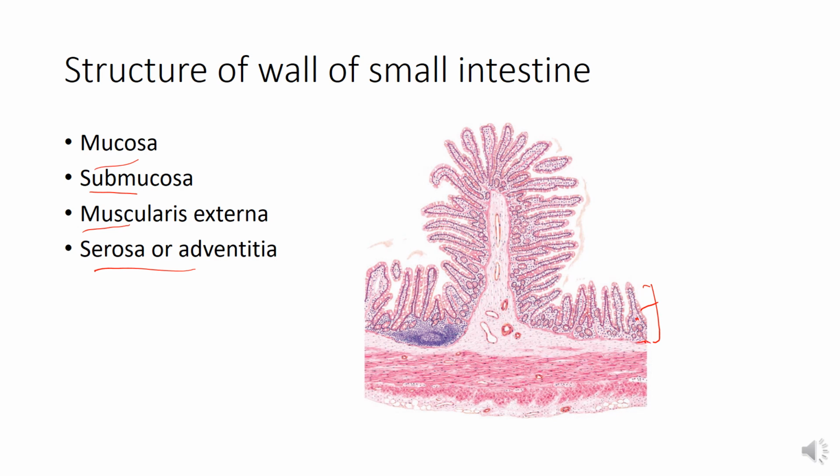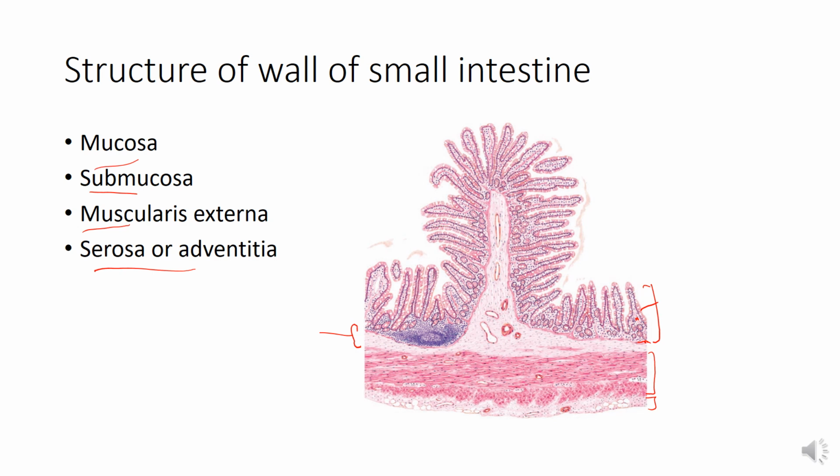So there are three parts of the mucosa. Now the next layer is the submucosa. So this is the submucosa, and next to the submucosa is the muscularis externa, which consists of two layers of smooth muscle, inner circular and outer longitudinal. Last is the serosa or adventitia. So what is the serosa or adventitia? Most of the small intestine is covered by serosa. Some part of the small intestine is covered by adventitia.